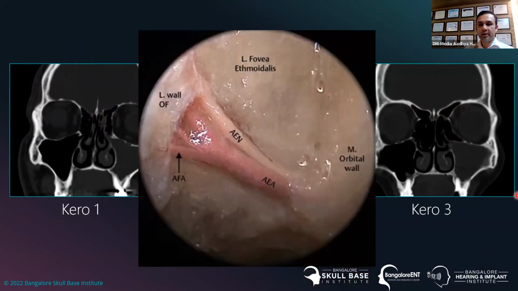So that's the anterior ethmoid artery lying snugly on the skull base. What we need to keep in mind is it can also hang down from a mesentery and cause problems. That is when it is more prone to injury.